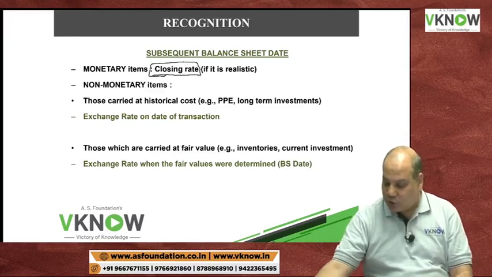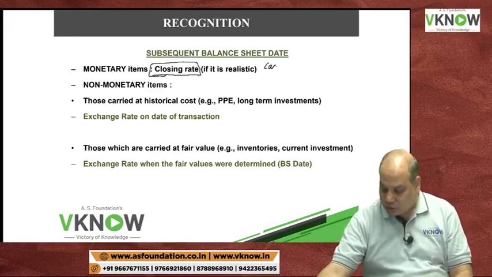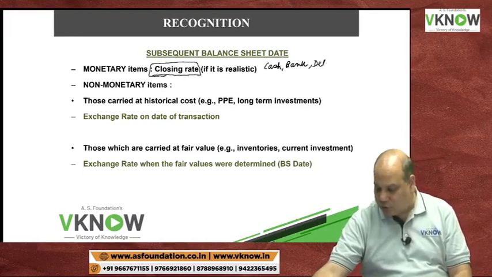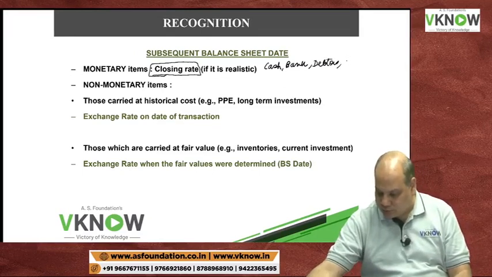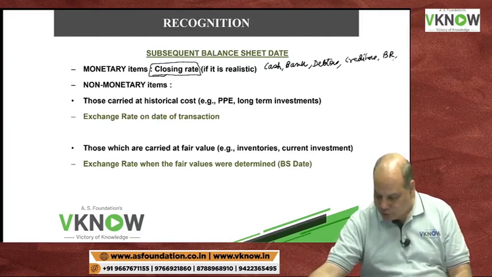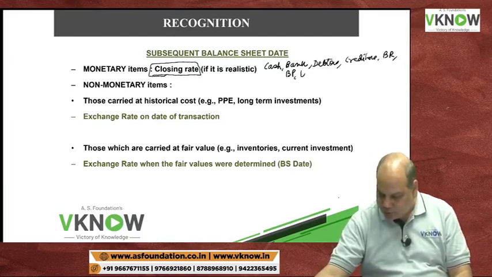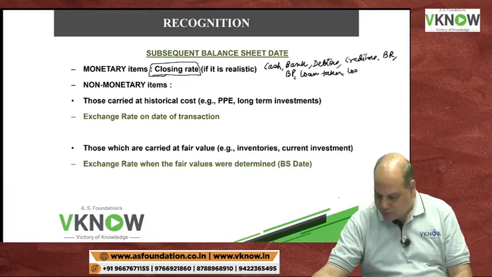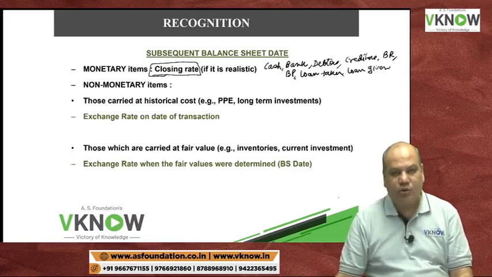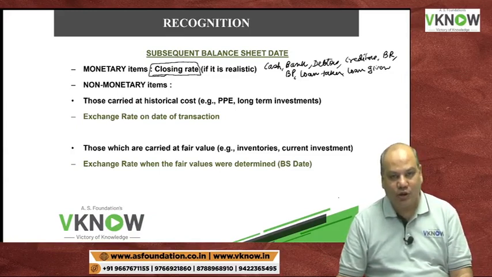So which are the monetary items? Cash, bank, if these are in foreign currency, debtors, creditors, bills receivable, bills payable, loan taken, loan given. Usually these items will be given to you. They will be translated at closing rate.